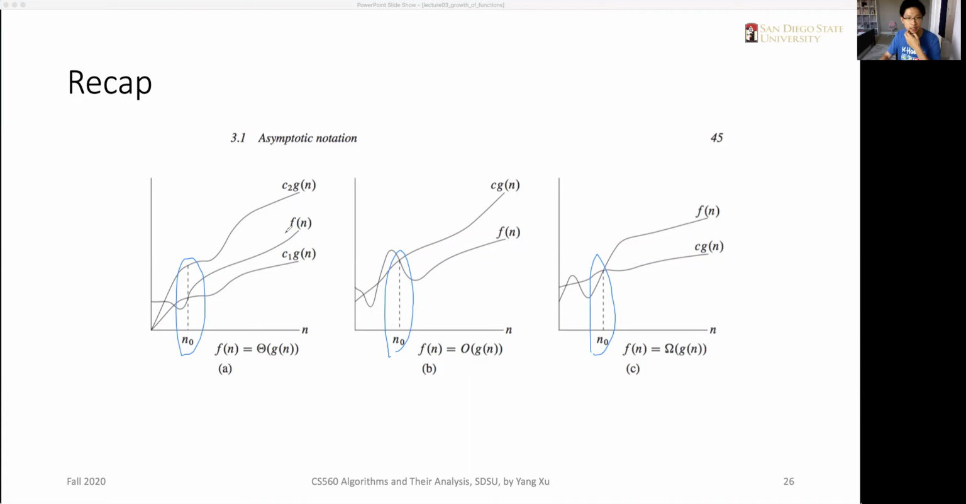And if the f function is sandwiched by two functions, by two constants, C1 and C2, then it's big theta. If there's just one upper bound, then it's big O. If there's just a lower bound, then it's big omega. That's the quickest way to memorize.